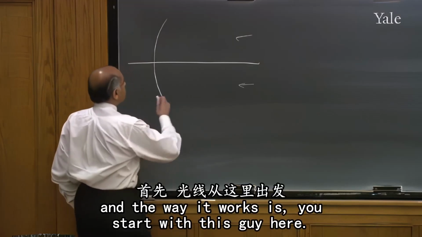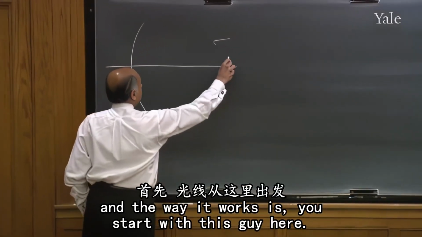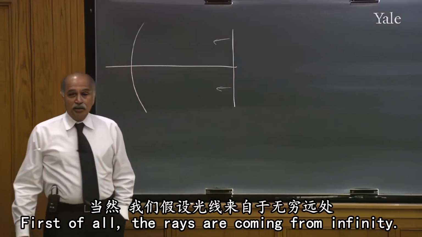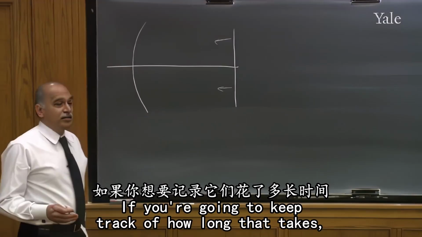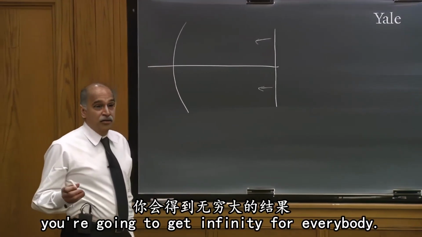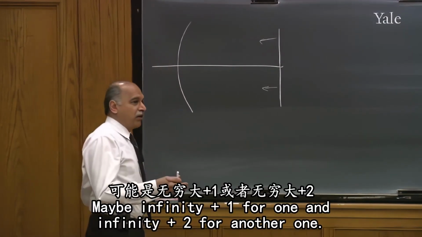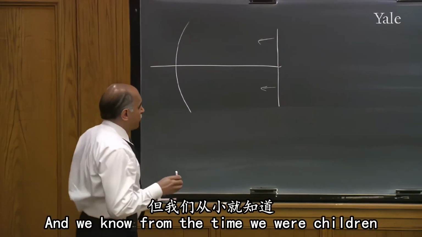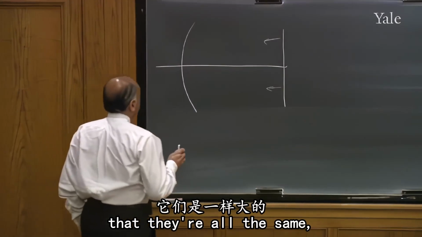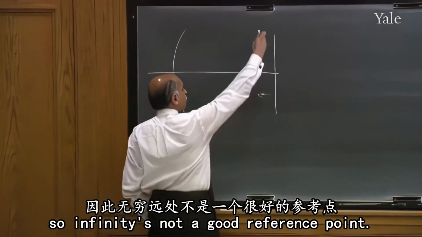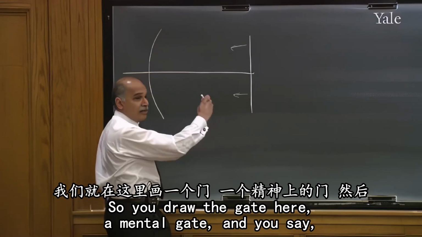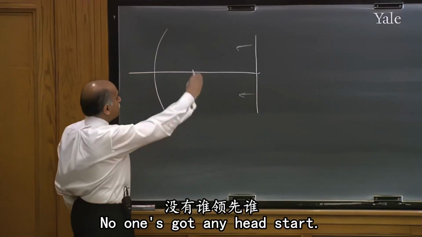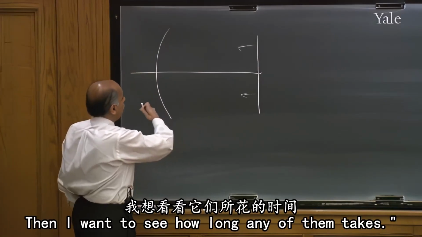And the way it worked is, you start this guy here. First of all, the rays are coming from infinity. If you're going to keep track of how long that takes, you're going to get infinity for everybody. Maybe infinity plus 1 for one, infinity plus 2 for another one. And we know from the time we were children that they're all the same. So infinity is not a good reference point. So you draw the gate here, mental gate, and you say, I'm going to track these guys from this point on. No one's got any head start. Then I want to see how long any of them takes.